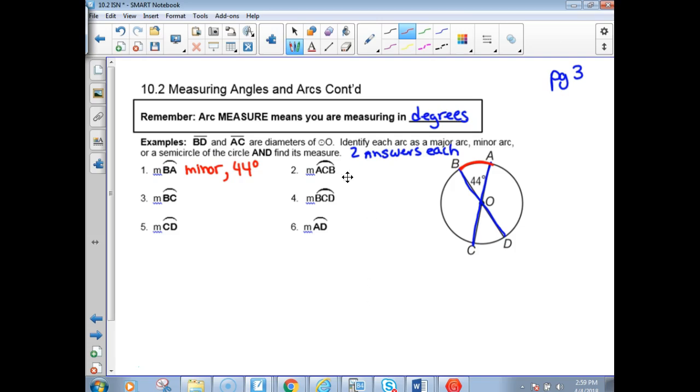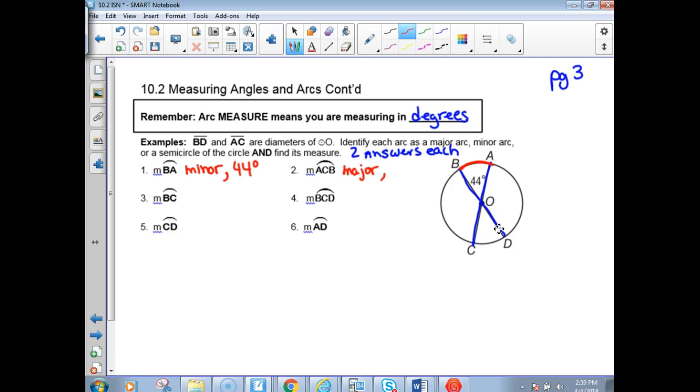Okay, number 2 is asking me for arc ACB. Now, it might be a major arc, or it might be half a circle, because it can be a semicircle named 3 letters, or a major arc named 3 letters. And we got to look. You can't just assume. So I go A, I got to go to C next, and then to B. So I can't go that way because I'll hit the B first. So I got to go A through C all the way to B. And that is a big one. So that is a major arc.